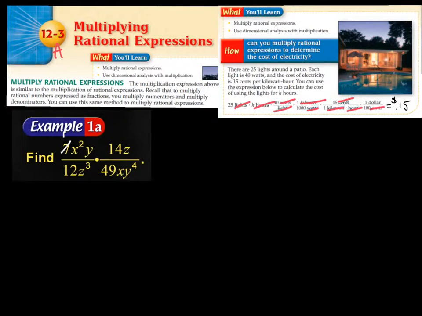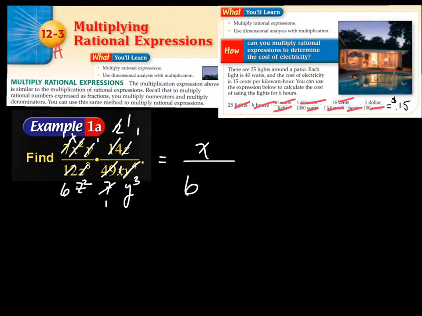So I can see 7 and 7, well, and 7 again, and 2, and then we can worry about our variables. I can cancel out a factor of x, I can cancel out a factor of y, and a factor of z. So all that I have left in the numerator is 1 factor of x, and in the denominator I have 6z squared y cubed.